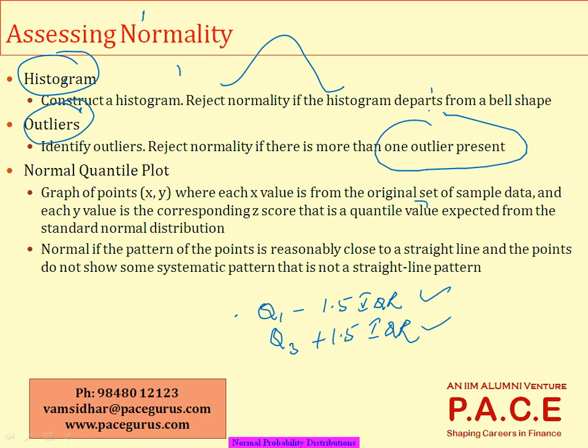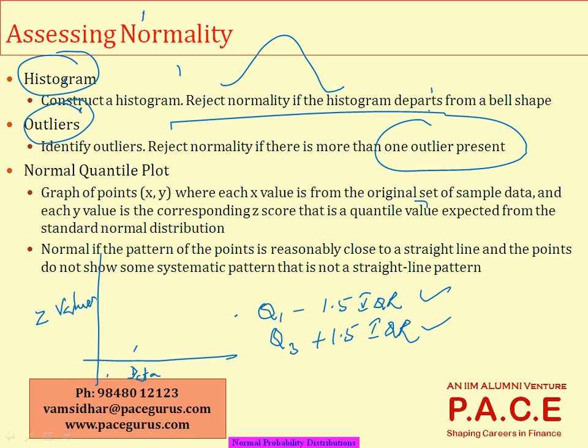So apart from these two, if I am still finding that yes, the histogram is fine and outliers are fine, now the third mechanism to use is a normal quantile plot. What we are doing is taking all the actual data values on the x-axis and their corresponding z values on the y-axis. Z values come from taking each data value, subtracting the mean and dividing by the standard deviation.